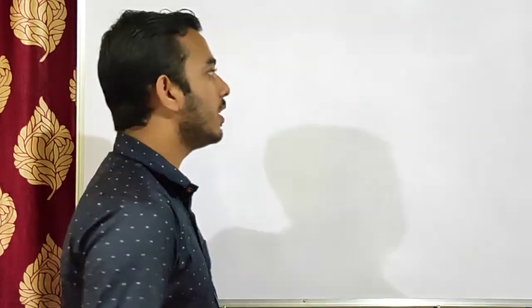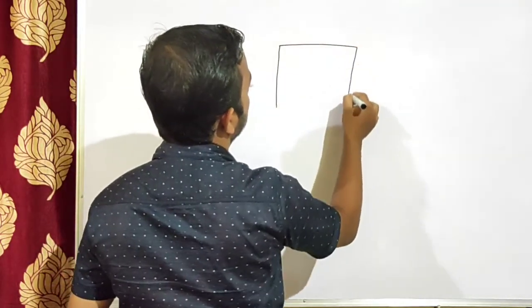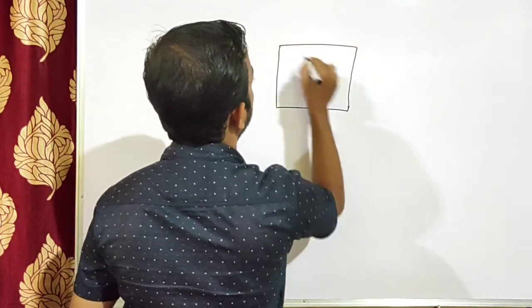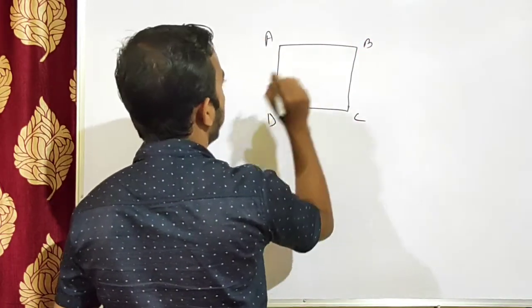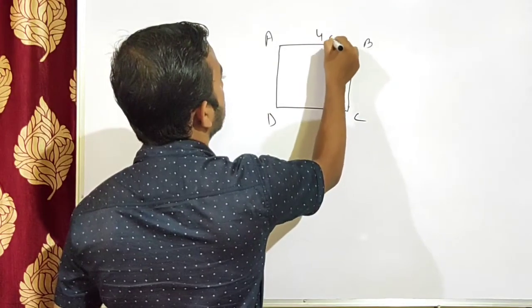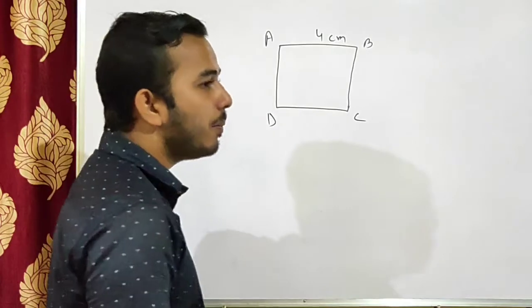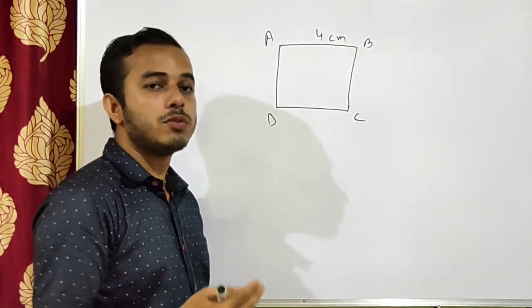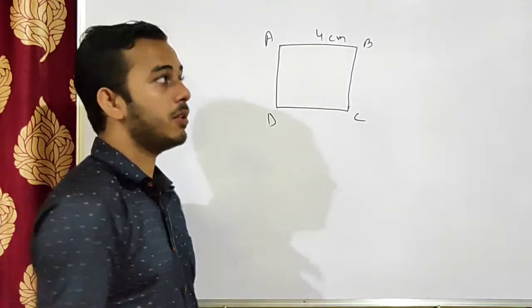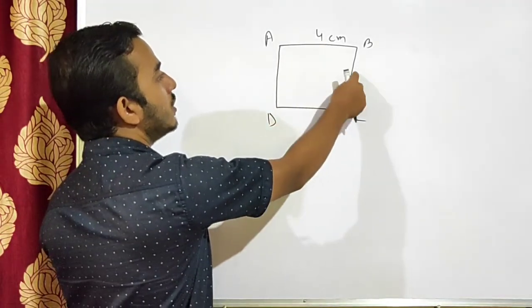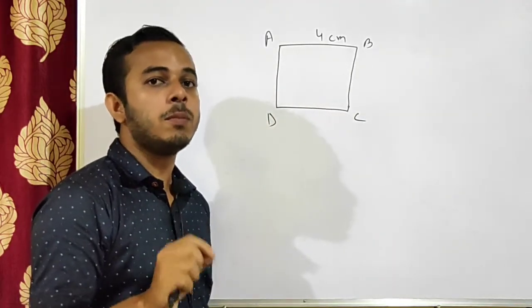So first of all, let us take one square. For example, this is our square ABCD, and its side is, suppose, 4 centimeter. Clear? So what will be the perimeter of the square? We know the perimeter of a square is 4 into side, that is 4 into 4, it will be 16 centimeter. That is, this 4 plus this 4 plus this 4 plus this 4 is the perimeter. It is the length of the boundary of the figure.